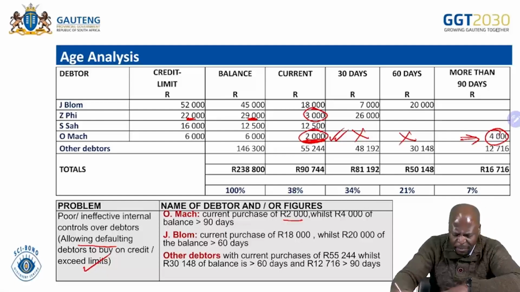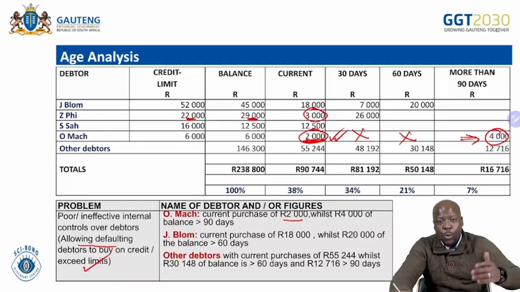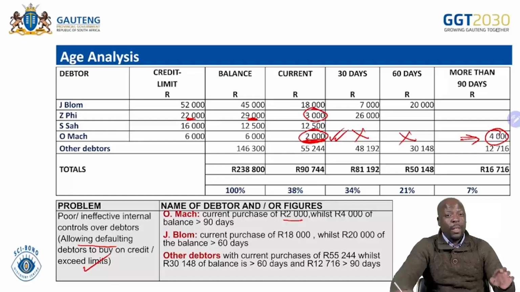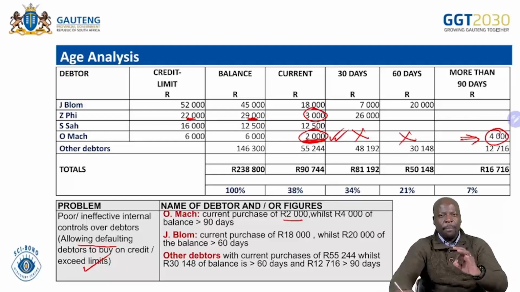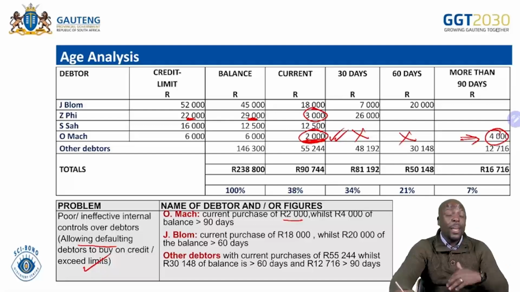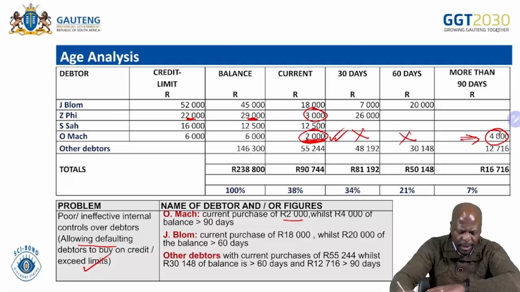So there is poor control on our debtors, because there are debtors who are slow payers. They are showing that they are defaulting, yet we still allow them to buy again on credit. Yet it should have been to the debtors, please settle your account first, then we can sell goods to you. Yet we still allow them to buy, and they have shown to be defaulting. So there is definitely some poor control of our debtors.